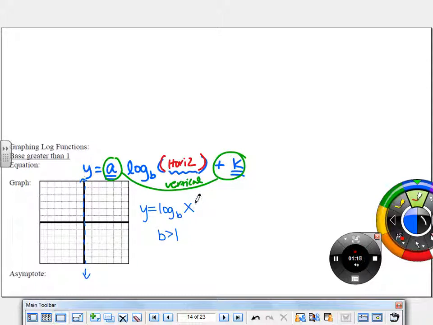Because remember, we cannot plug in 0 or a negative number for x. We can't calculate the logarithm of it. So that's why no graph exists on the left side of this vertical asymptote. Instead of the point 0, 1, like our exponential functions, you're going to have the point 1, 0. And the curve is going to climb like so. That's if the base is greater than 1. So notice the asymptote is now vertical, and it's now at x equals 0.